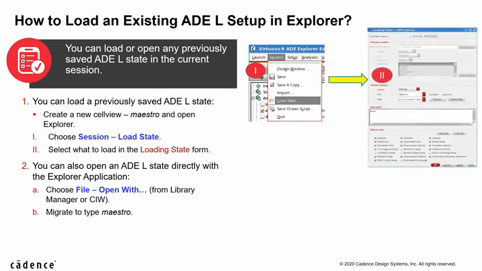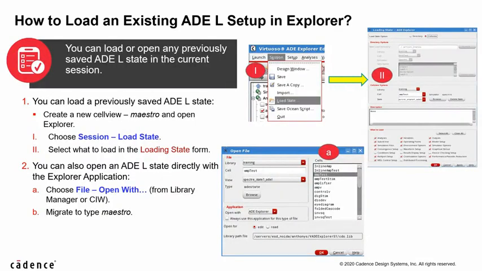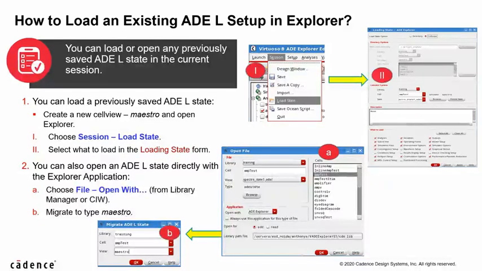This brings up the loading state form. Select whatever you want to load from the loading state form and click OK. This will populate your new ADE Explorer window. Now to open an ADL state directly from the Explorer application, it's kind of like migrating it. To do that, from the File menu, from the Library Manager or CIW, choose Open With and change the application there. Set it to Open with ADE Explorer. Now when you do that, a Migrate ADL State form comes up. Set your library, cell and view there and click OK, and you can migrate to the new Maestro cell view, which will open in the ADE Explorer environment.